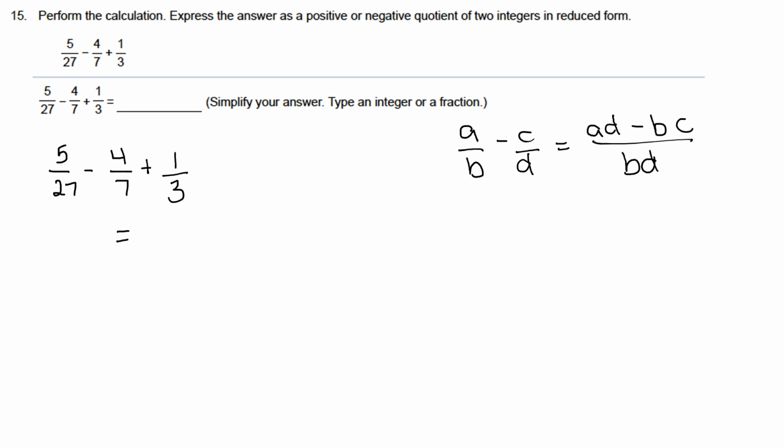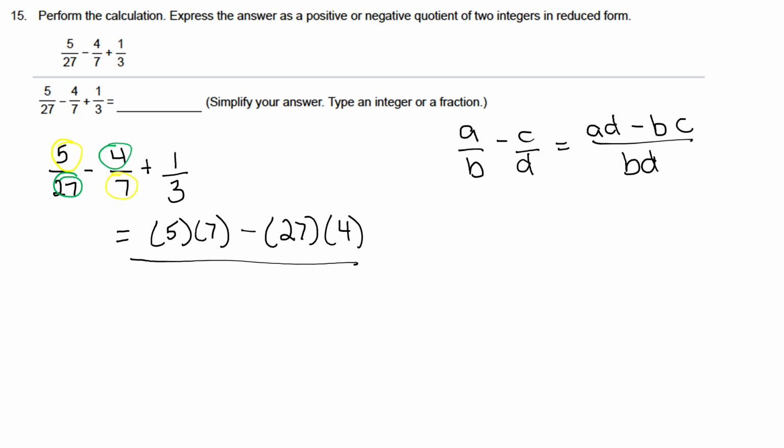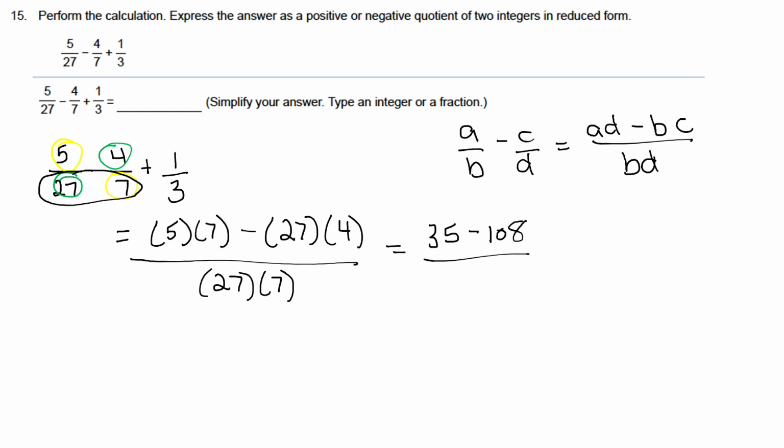So a times d is 5 times 7 minus b times c, which is 27 times 4, over b times d, which is 27 times 7. 5 times 7 is 35. 27 times 4 is 108. And 27 times 7 is 189.